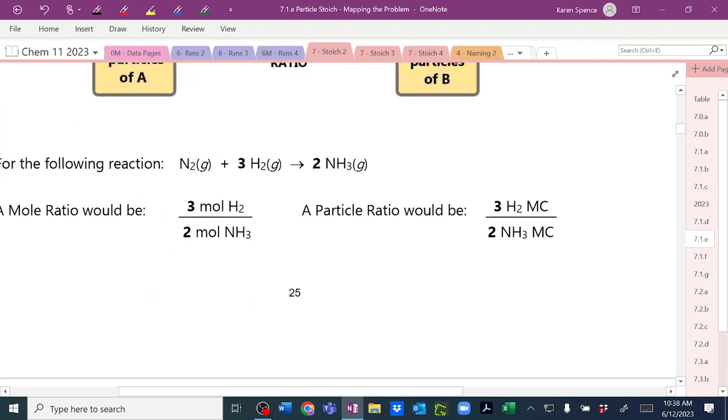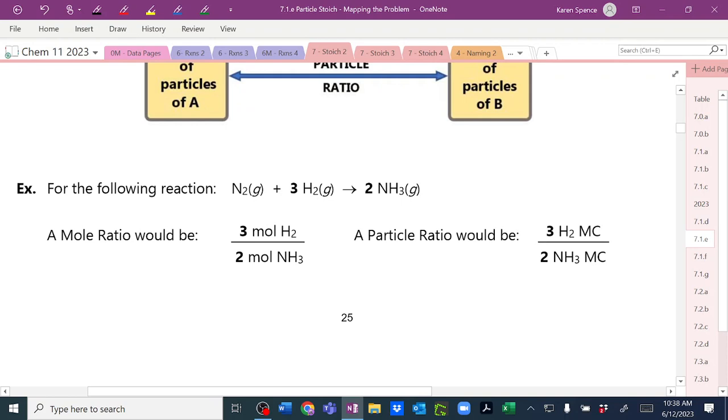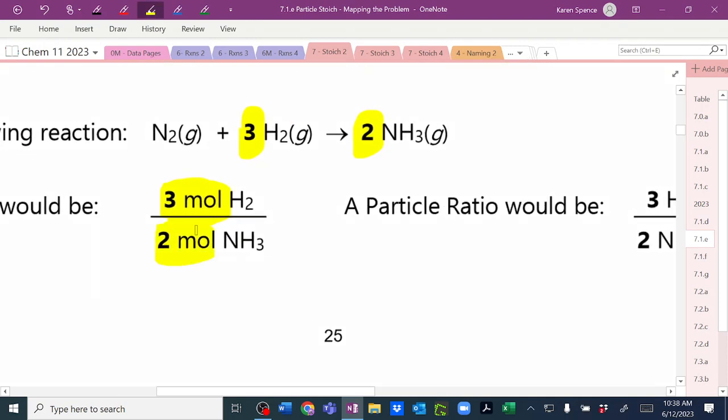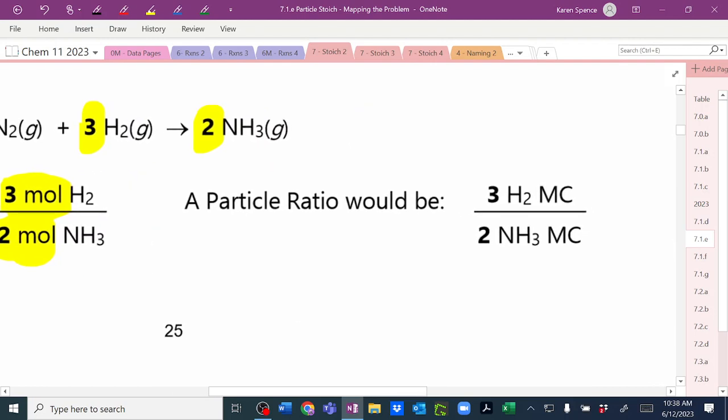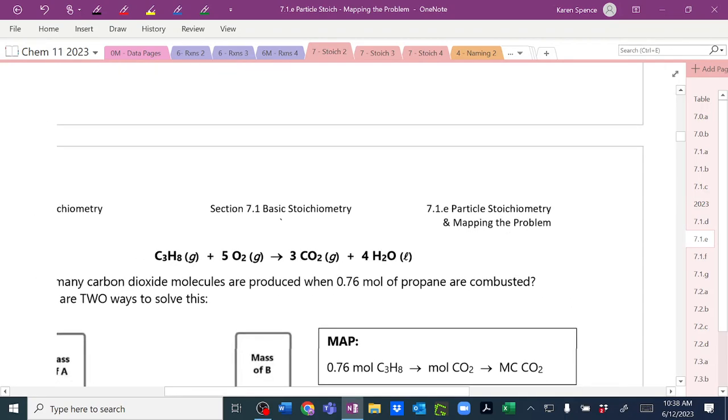So, mole ratio, just showing that they're the same. If you have a 3 to 2 coefficient ratio, you have 3 moles of H2 to 2 moles of NH3, or you can say I have 3 H2 molecules for every 2 NH3 molecules. Alrighty, here we go.